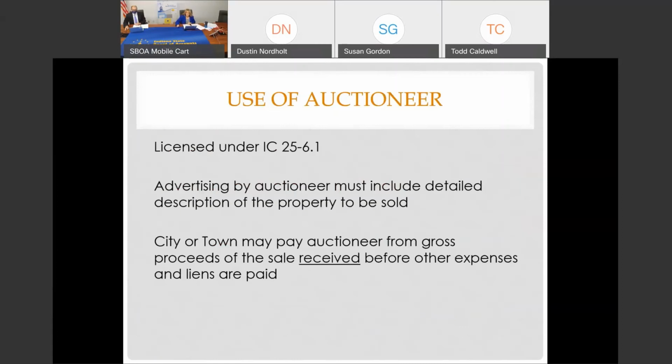Now, to use an auctioneer, that auctioneer does have to be licensed, and the advertising that's done by the auctioneer does need to include a detailed description of the property that's to be sold. Again, the gross proceeds received by you may be used to pay the auctioneer, but the preferred method, or the correct method, is to go ahead and receive those gross proceeds into your fund, and then you can pay the auctioneer out of that through the normal claims process. And that auctioneer's fee does have priority over other expenses and liens.